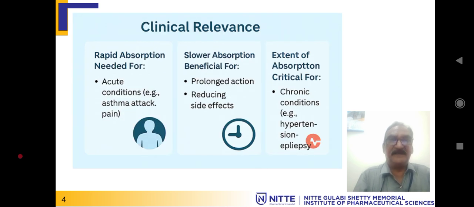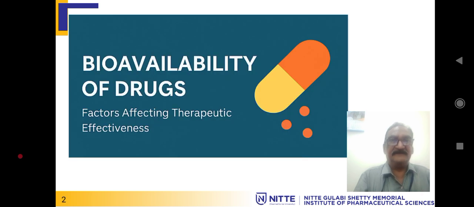The clinical relevance of bioavailability is that rapid absorption is needed in some cases, slower absorption is beneficial in others, and the extent of absorption is clinically critical. Rapid absorption is needed for acute conditions, for example an asthma attack and pain. Slower absorption is beneficial for prolonged action and reducing side effects. The extent of absorption is critical for chronic conditions, for example hypertension and epilepsy. The bioavailability of drugs is a factor affecting therapeutic effectiveness.